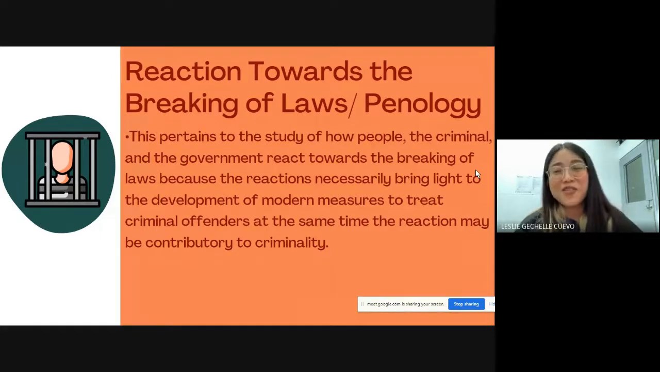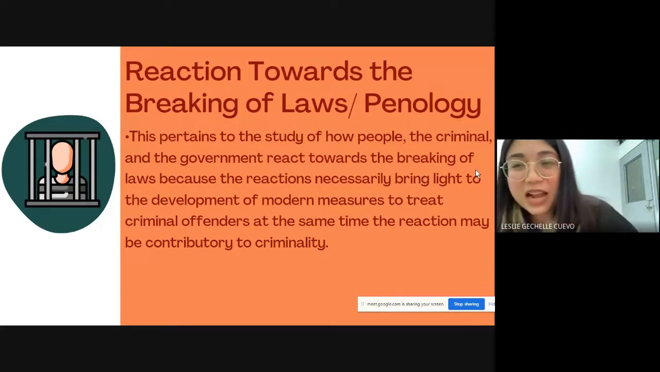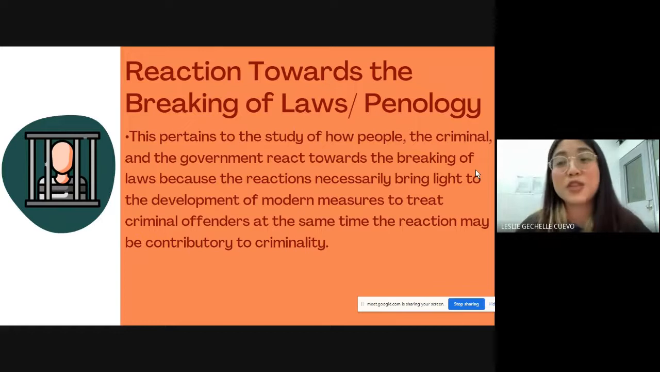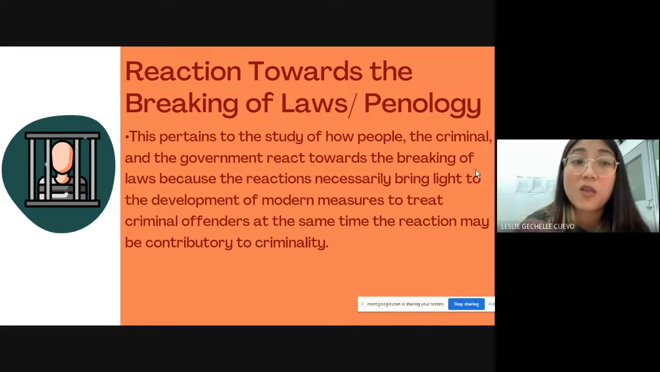Ayun, kung ano nga daw yung mga nagiging reaction ng society or ng law enforcement agencies kapag merong nakakagawa ng krimen.